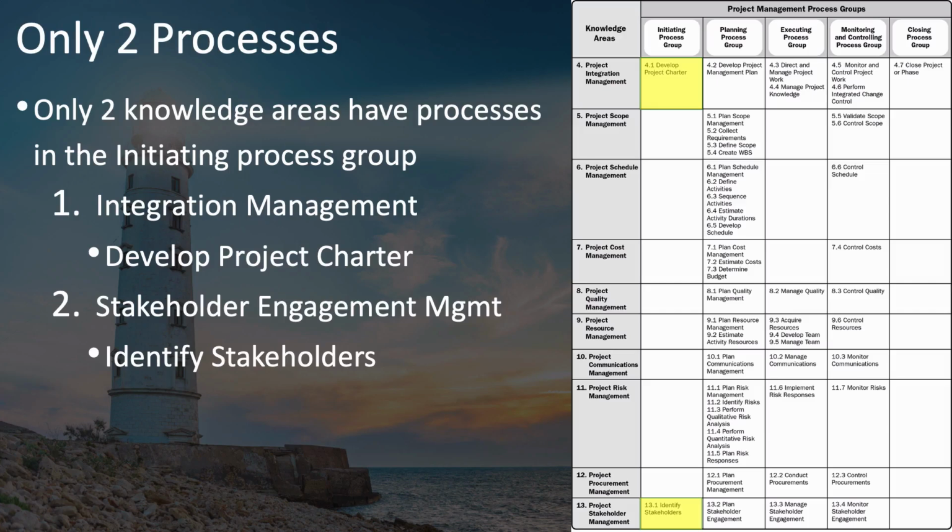The interests of these other knowledge areas are covered by these two processes at this time, and later in more detail in the planning process group. In the planning process group, you can see that these other knowledge areas are quite well represented. But for the initiating process group, it's just these two: develop project charter and identify stakeholders.